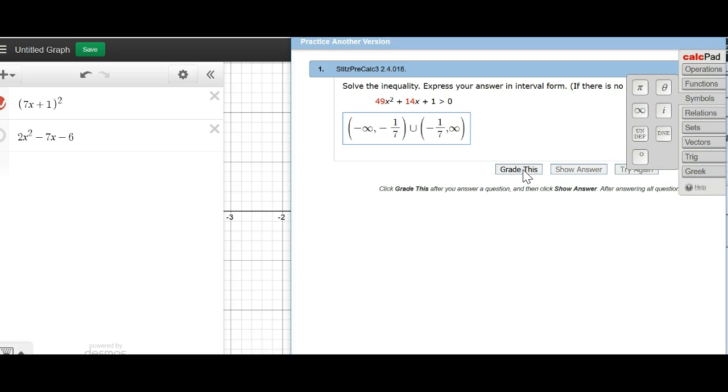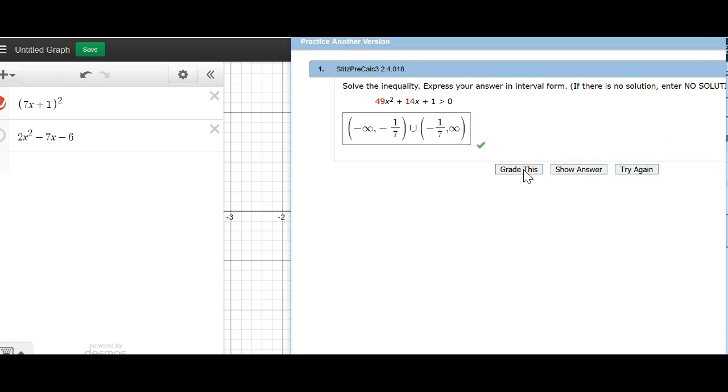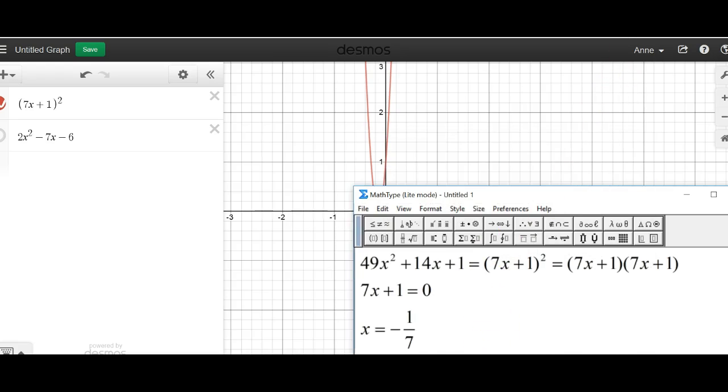And then with practice another version, grade this is how you see if you got it right or not. And then you can try it again and again. So now let's look at number 2.